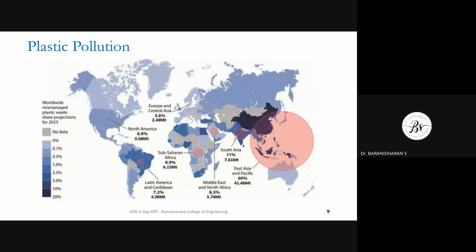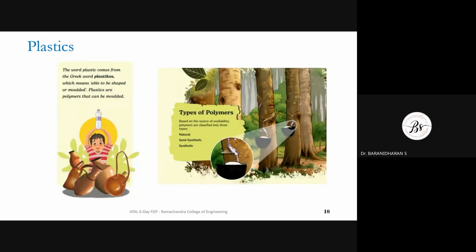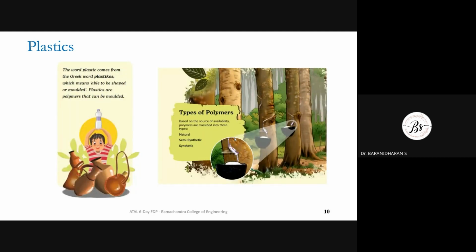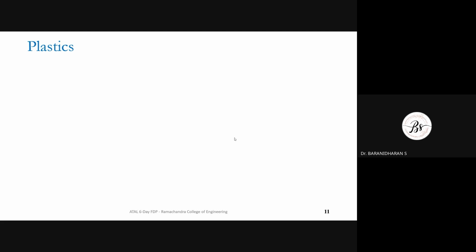So moving on, how to assess the risk with respect to plastic will be my future course of discussion. As we all know, the word plastics comes from a Greek word, and there are different types of polymer: natural, semi-synthetic, and synthetic. Natural, the simplest example, is the rubber that we get from the tree. Semi-synthetic is natural plus synthetic, and synthetic is the polymer that we keep using on a day-to-day basis. It can be polyethylene, polyethylene terephthalate, polypropylene, polystyrene, etc.